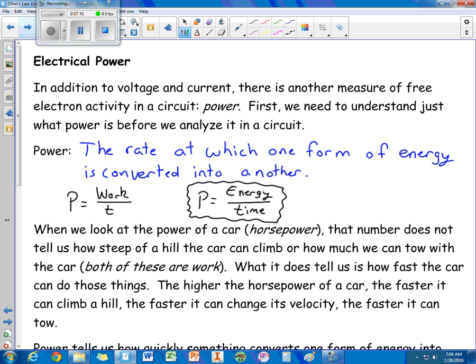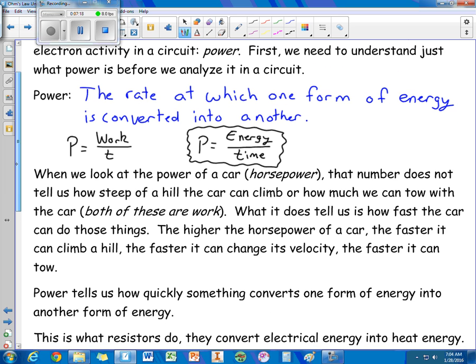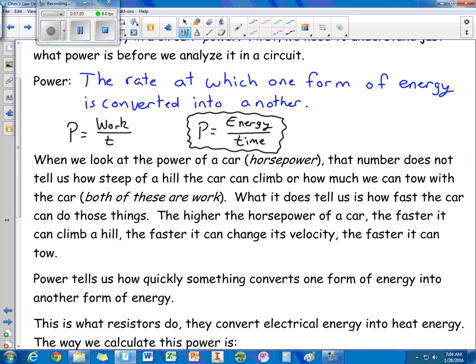So if we take a look at the power of a car, and we measure that in the United States in horsepower, the horsepower of a car does not tell you how steep of a hill the car can climb or how much you can tow with the car. Both of those are work. Climbing a hill, that's a force over a distance. Towing is a force over a distance. So that's work. So what the power does tell us is how fast the car can do those things.